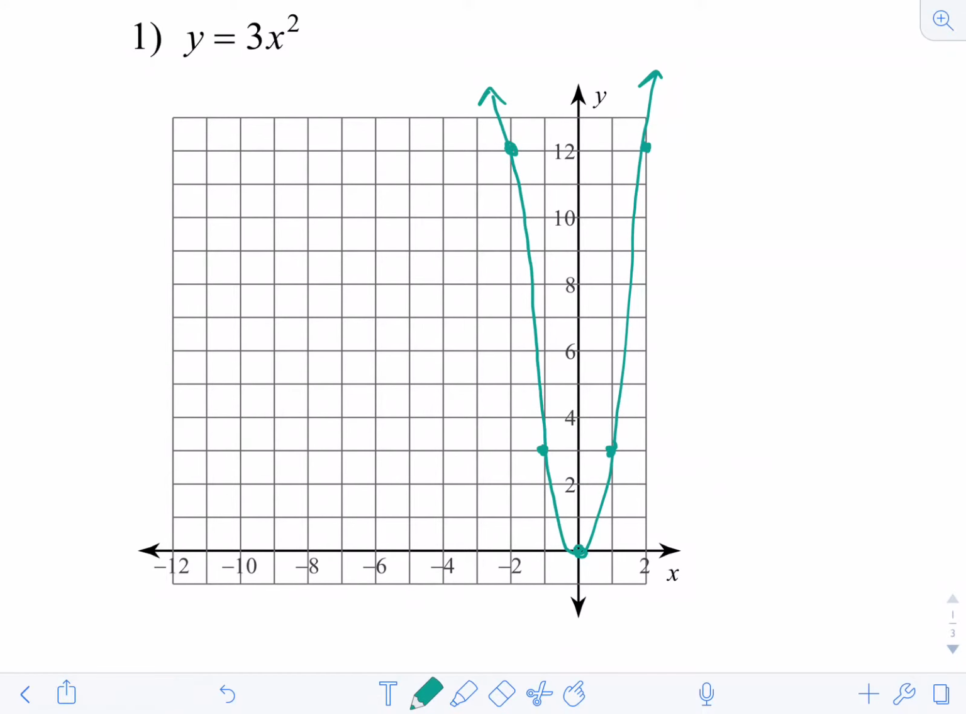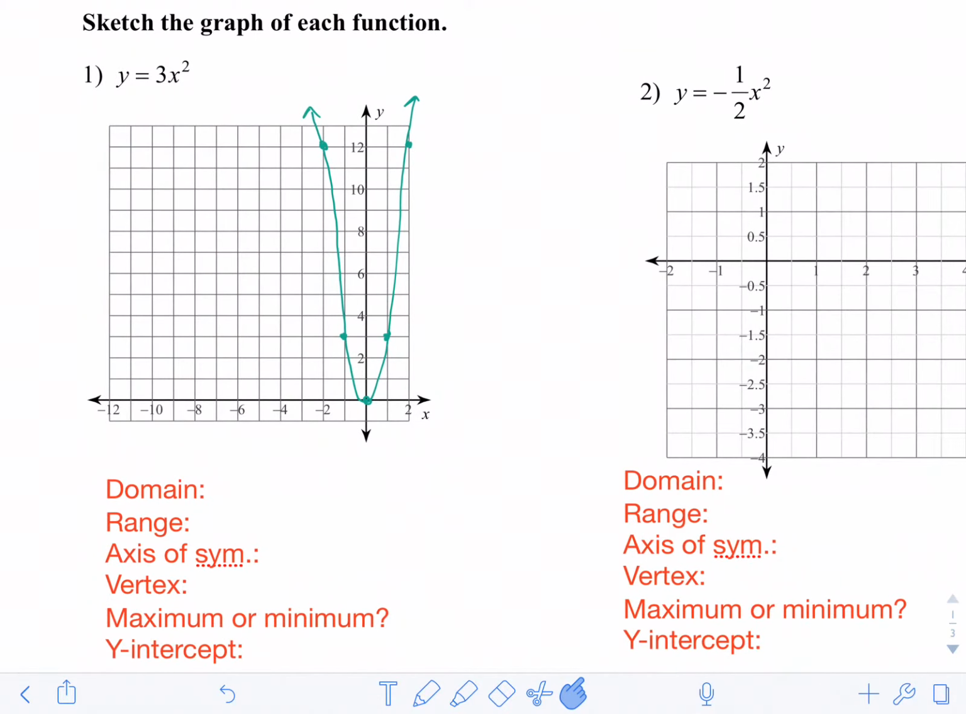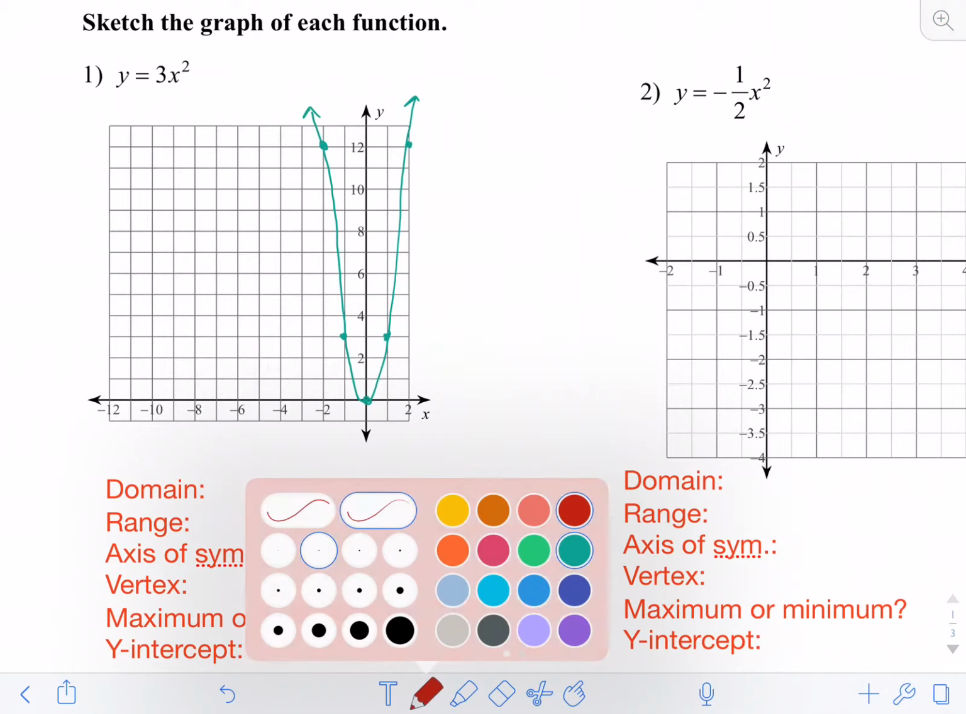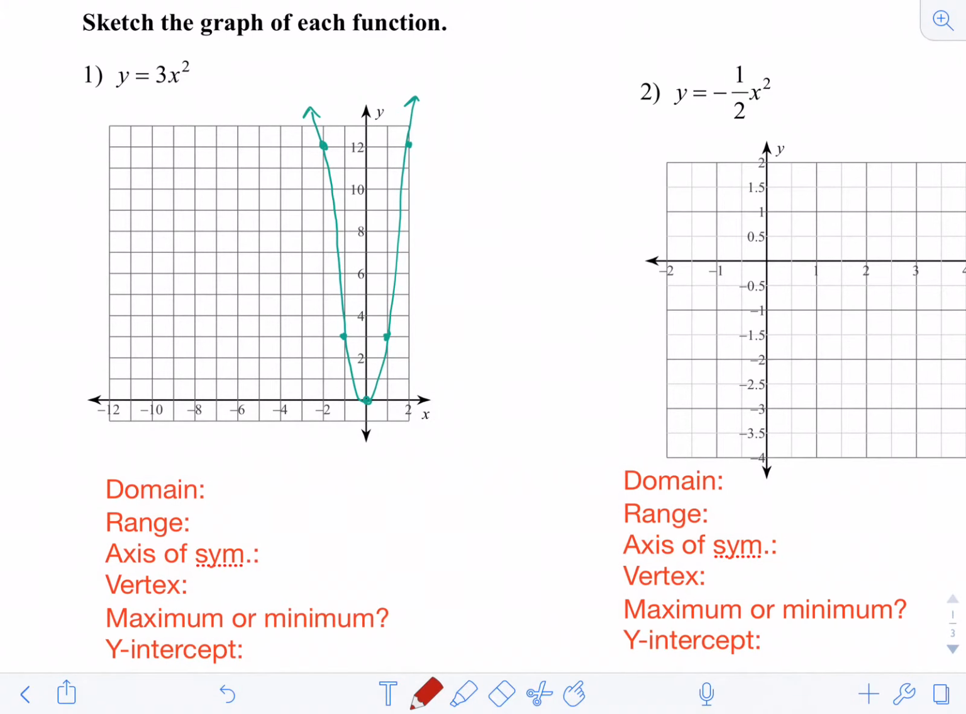And we're going to go ahead and answer the questions below. First one says your domain. Your domain, that is all of your x values. So if you notice, we have two arrows that show it's going to keep going on and on in both directions, off to the left, off to the right. So your domain here is all real numbers, which is that fancy, funny looking R. Or you can see it as from negative infinity, less than x, less than positive infinity.